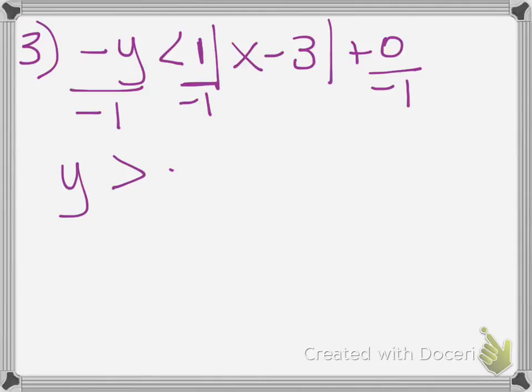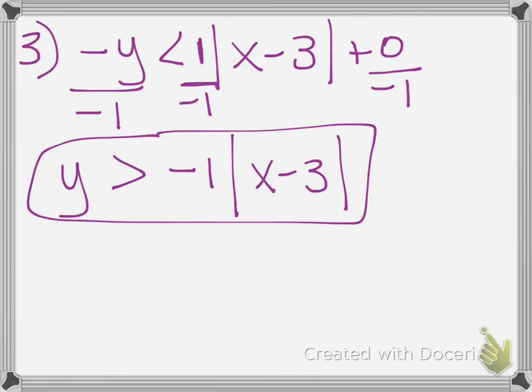And then I have 1 divided by negative 1 is negative 1, absolute value of x minus 3, and then 0 divided by negative 1 is just 0. So that's fine to just leave it as 0 there. Okay, so now I'm in a good spot. I'm going to graph this absolute value inequality. I'm going to go ahead and do it on the next slide.